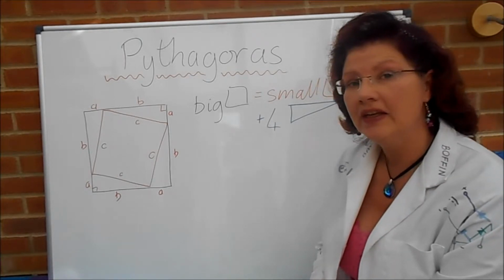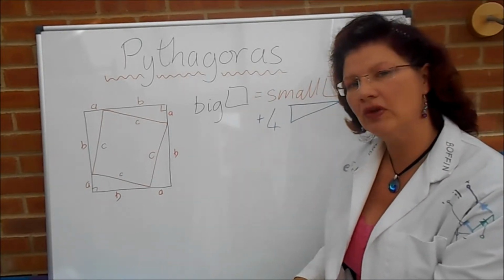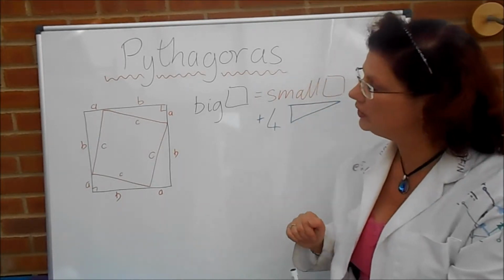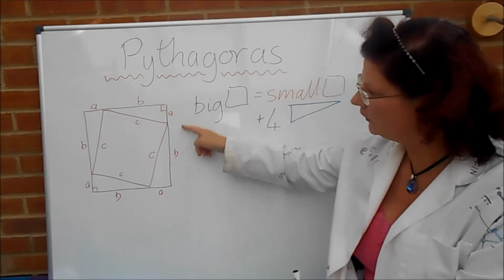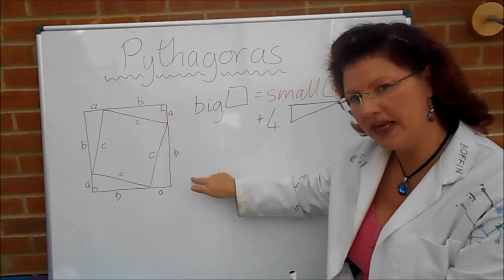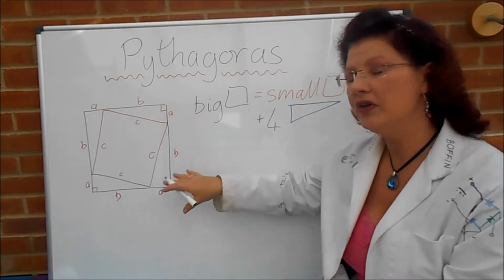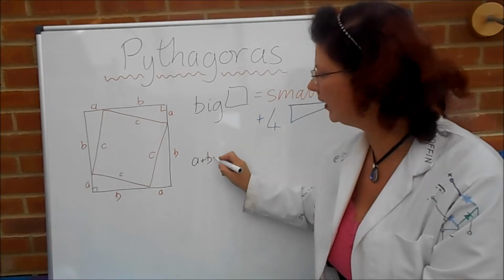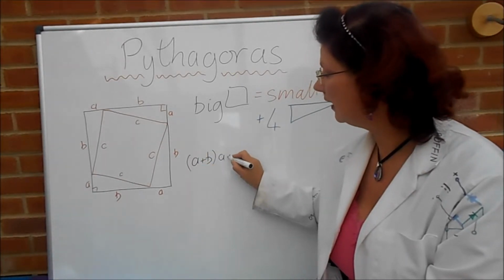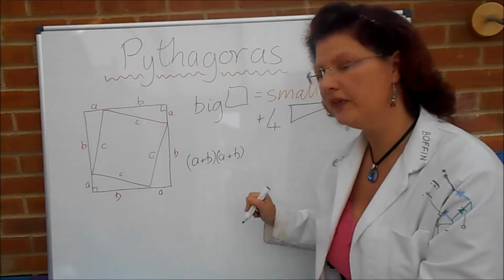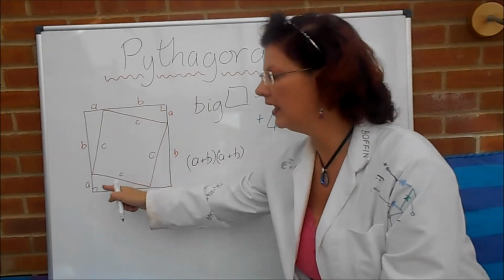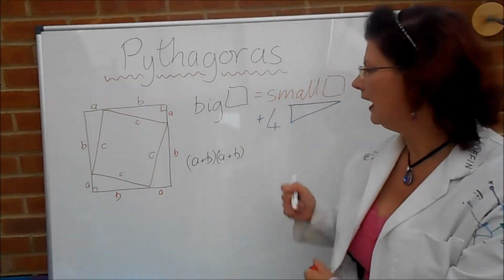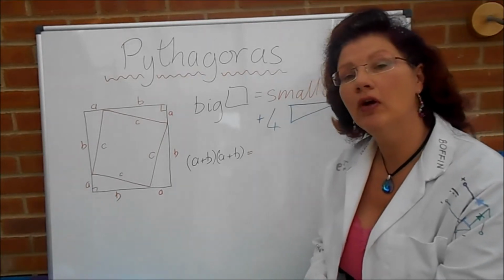So what we're going to do now is write out the area of the big square, the little square and the triangle in algebra. So I'll do them in colour. So the big square. Now the big square is actually the trickiest one here. The side of the square is A plus B. So when we want the area of the square, we do A plus B for one side times by A plus B for the other side. So it's A plus B times by A plus B, and that gives you the area of the big square. We'll simplify that later. And that is equal to the area of the small square.